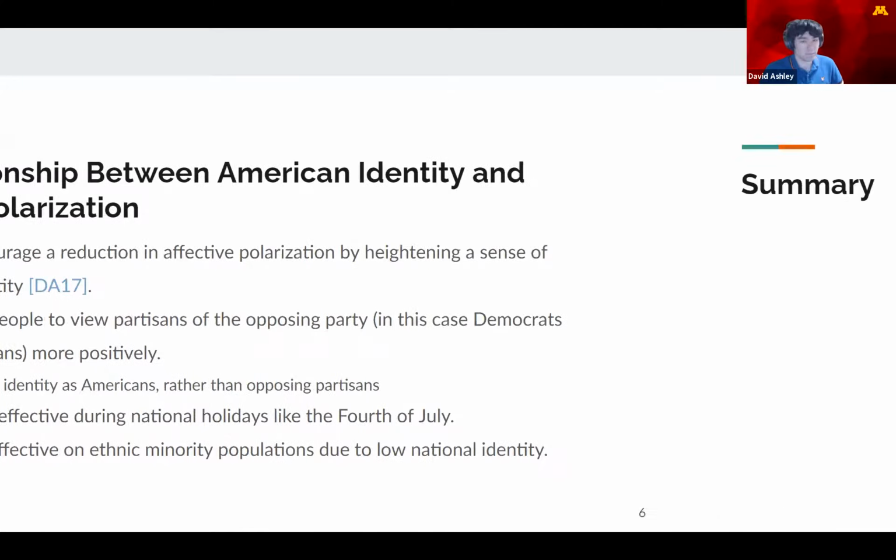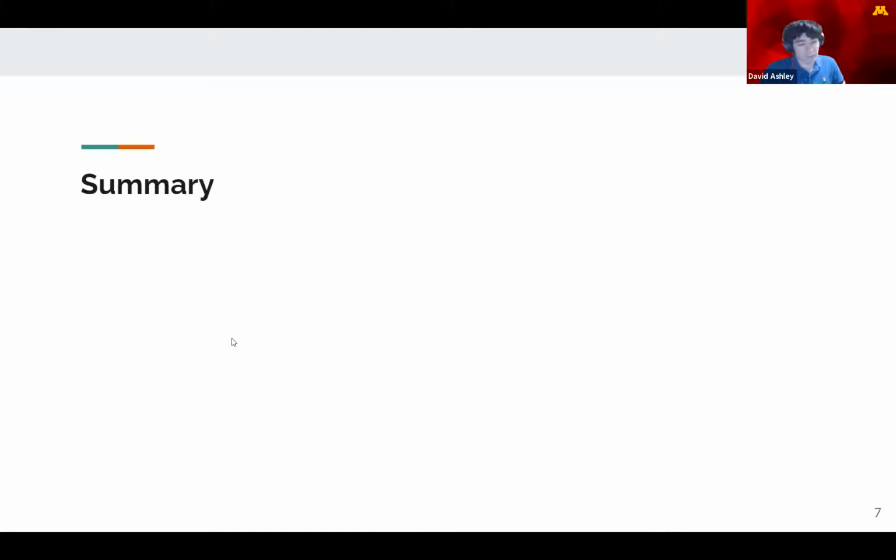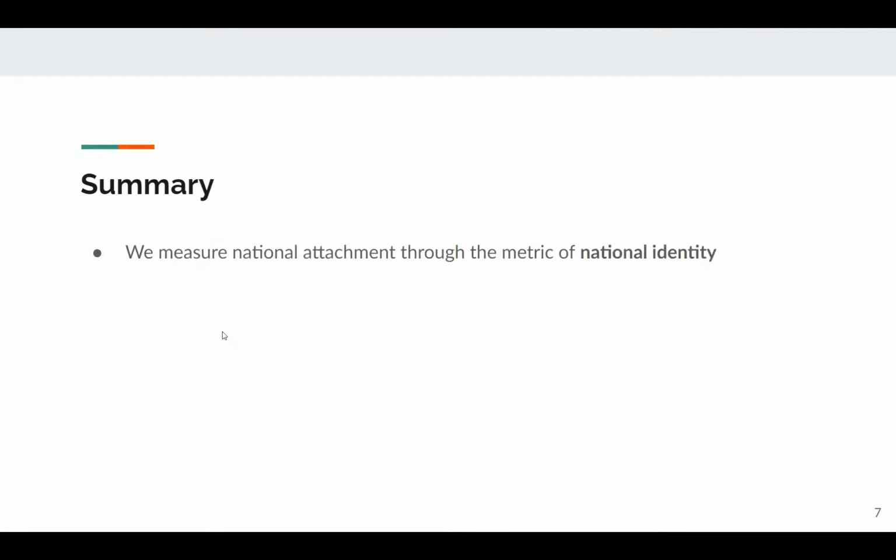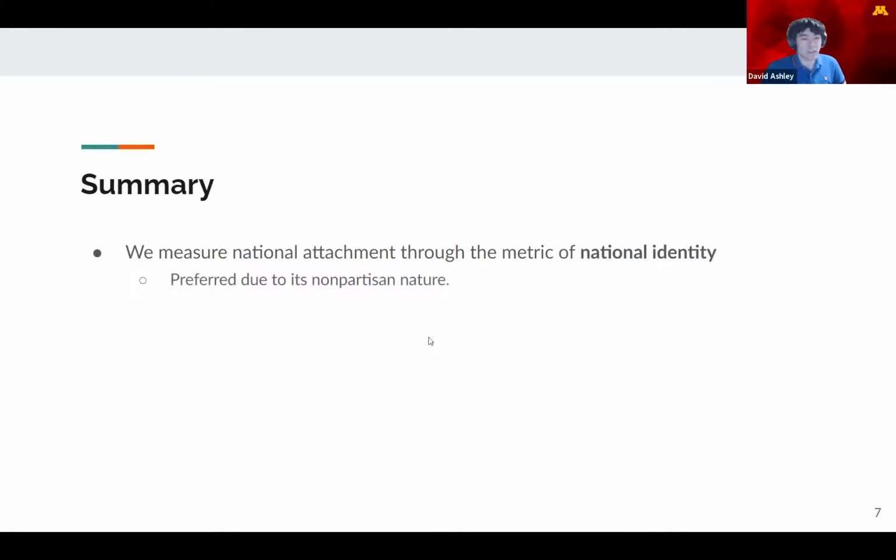But as mentioned before, this will be less effective on ethnic minority populations due to their lowered amounts of national identity. All right, recap, just so we're all clear here. We measured national attachment by way of the metric of national identity. We prefer this due to its nonpartisan nature.